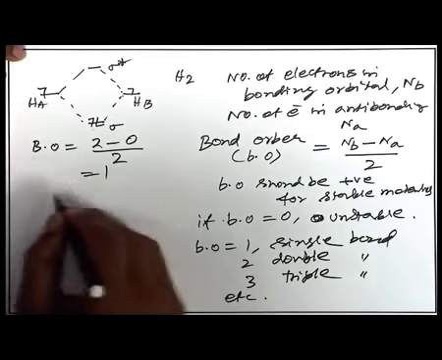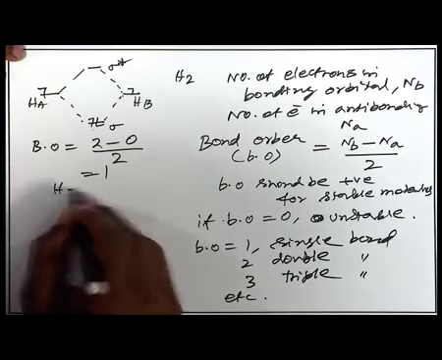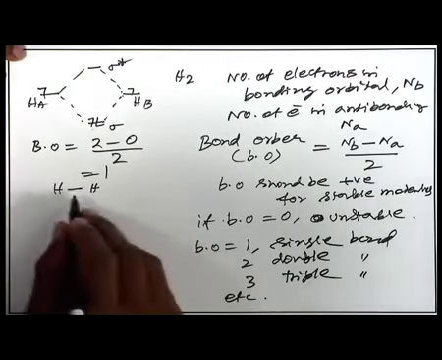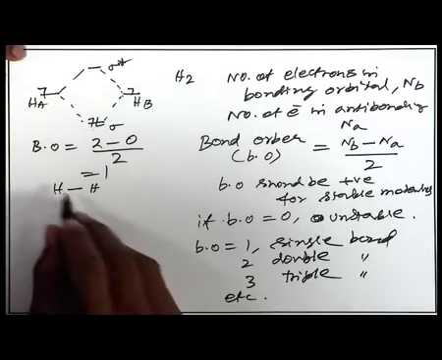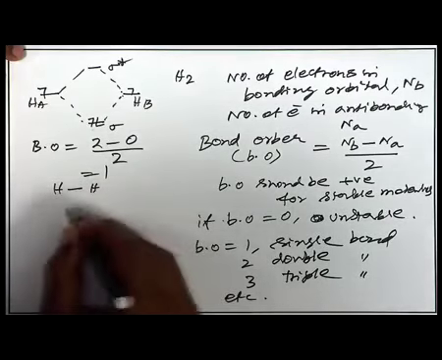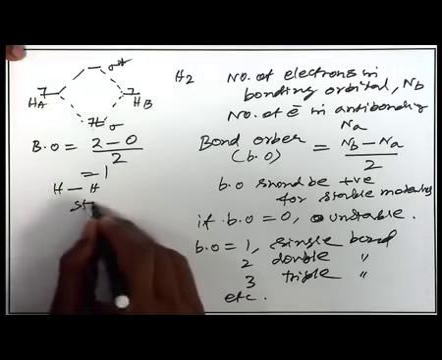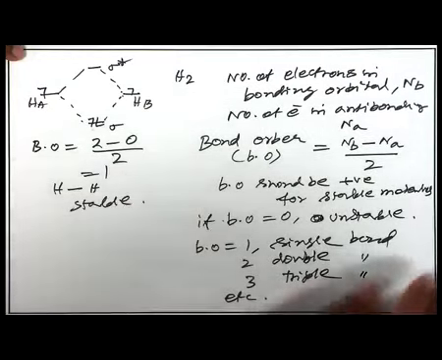So, the bond order is 1. That is why there is a single bond present between the two hydrogen atoms. So, bond order is 1, the molecule is stable. Okay. Now, let us see another molecule.